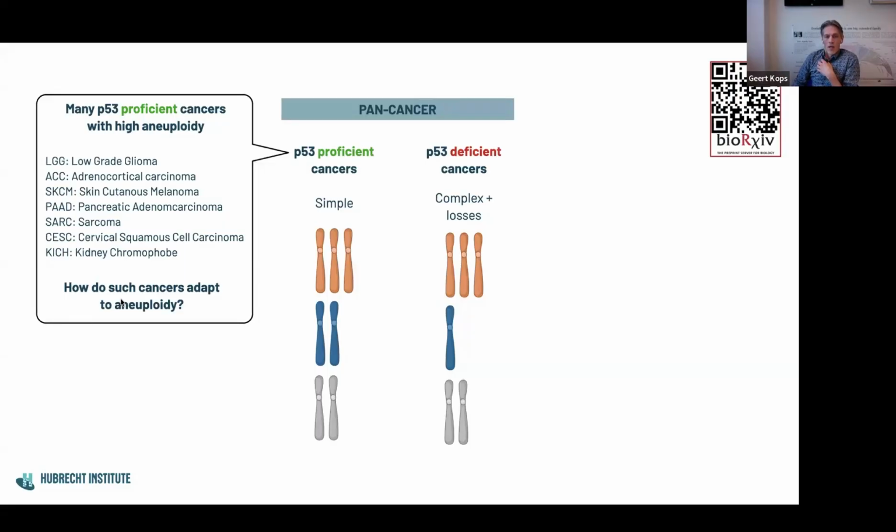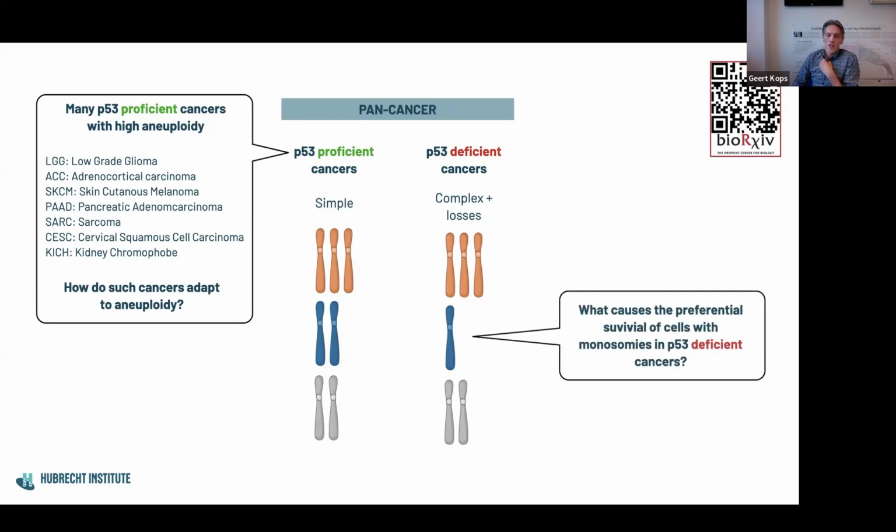And for the losses, of course, what causes the preferential survival of cells with monosomies, chromosome losses, in p53 deficient cancer? There are some suggestions out in the literature, but I think we don't know for these particular states why p53 is so strongly associated with monosomies.